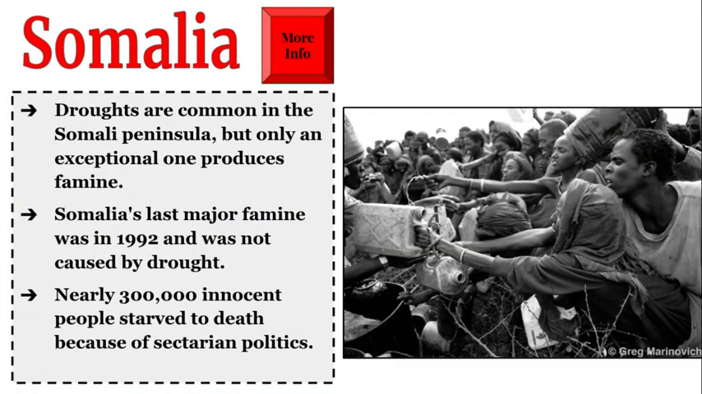But one of the things about Somalia, going back in history, droughts are common on the Somali peninsula. But again, only when it gets severe do you have a famine. The last major famine was in 1992, and it wasn't really caused by a drought. It was more caused by internal politics and sectarian politics, different sections of the country going at it with each other. It's believed that nearly 300,000 innocent people will starve to death because the food and water that was low because of the drought turned into a famine, because the government wasn't helping its people.